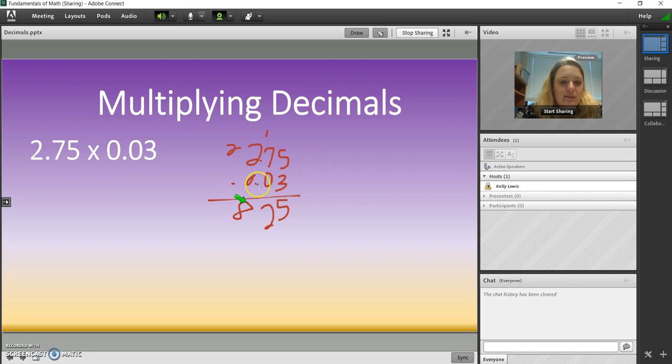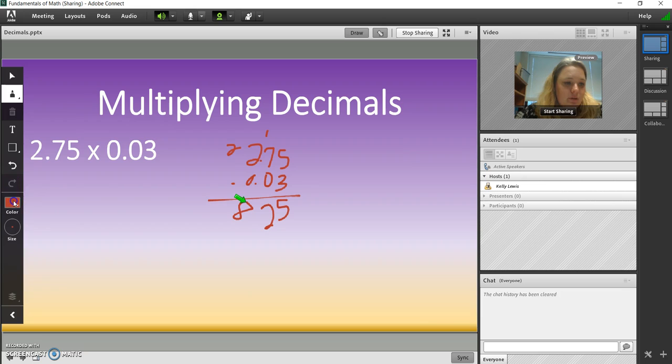All right, and then we're not going to multiply these two zeros. Here's what you need to be careful of, the trick in multiplication. We have 1 number, 2 numbers, 3 numbers, 4 numbers to the right of the decimal point. So now we need 4 numbers. 1, 2, 3, 4 numbers to the right of the decimal point. I'm going to triple check that. Great. Okay, so that's our answer, 0.0825.